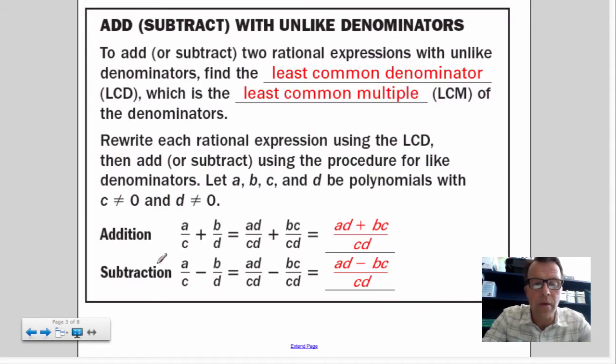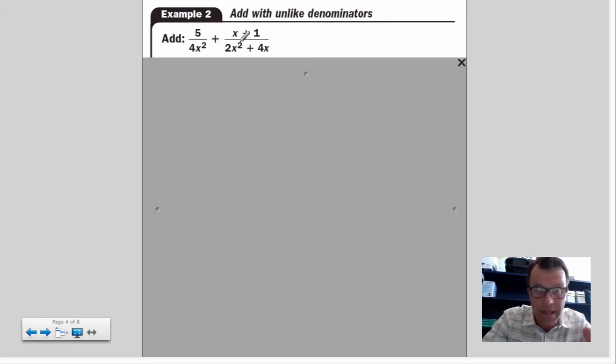So what happens now is we need to start thinking about when we add or subtract with unlike denominators. So we need to come up with a least common denominator, LCD, which is also called the least common multiple of the denominators. So you rewrite each expression using the LCD, then add and subtract. Very similar to fractions. So we're really not learning anything new, just having to deal with this kind of problem now. You're used to 1/3 plus 1/5. We're now dealing with rational expressions.